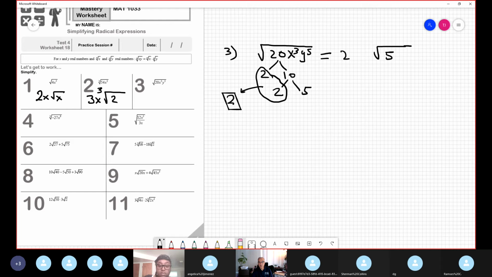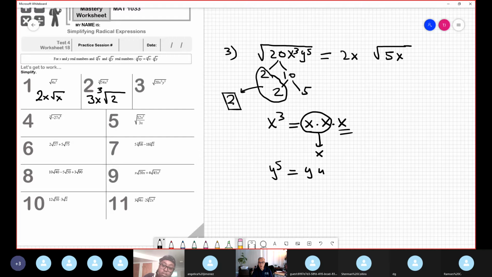I left some space here because the variable x and y, I don't know exactly what happened. So x cubed is x times x times x. A couple of x go outside as 1x, and another x stays inside. And y to the fifth power is 1, 2, 3, 4, and 5.